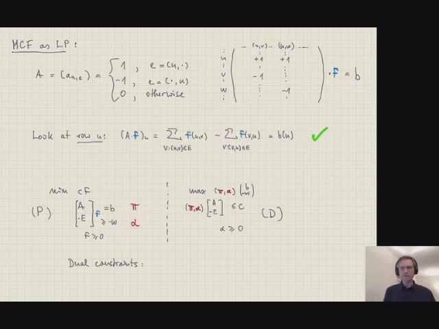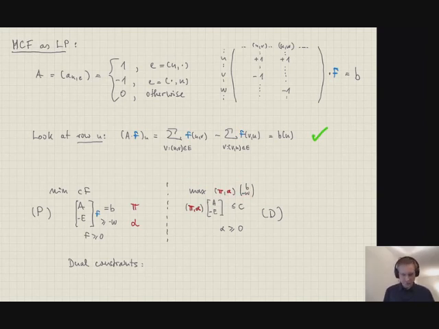Now I just write down the corresponding dual problem mechanically. So what was the dual problem? That was the dual variables times the corresponding right-hand side. So that will be pi times b plus alpha times minus w. Okay, so that's what we have as objective function in the dual. So that is maximize pi times b minus alpha times w.